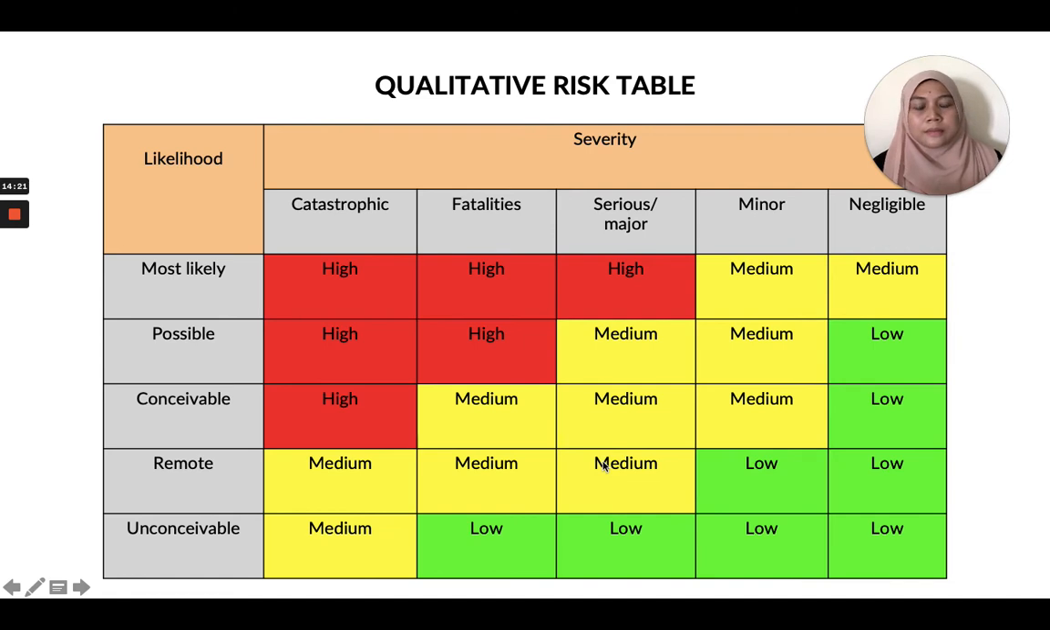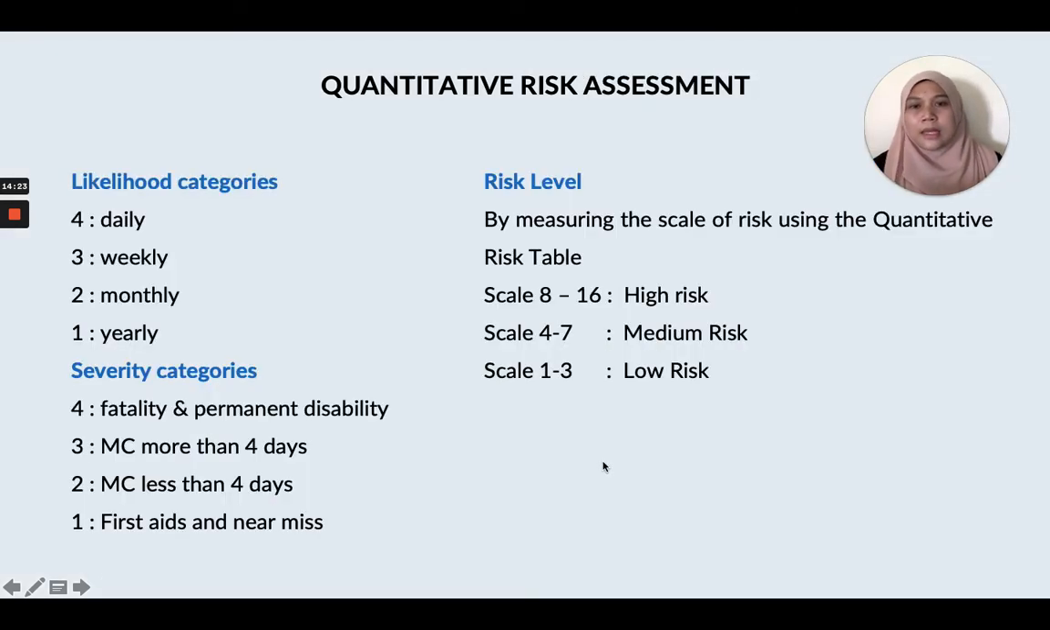Okay. And another way is by using quantitative assessment. Quantitative is more objective and more formal. For example, if the likelihood of happening is daily, for example you are exposed to noise every day, you can put 4. For severity, for example, if the effect is only a few days, maybe the worker will get MC of less than 4 days, so the severity category is 2. So 4 times 2 is 8.